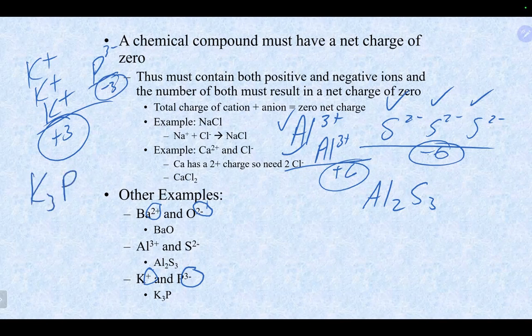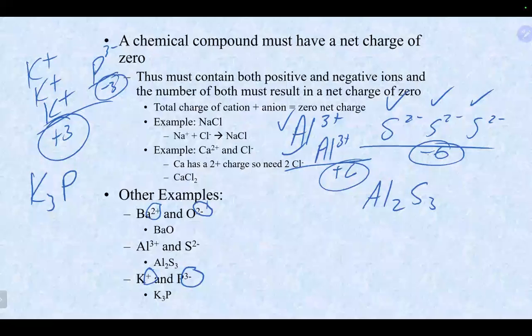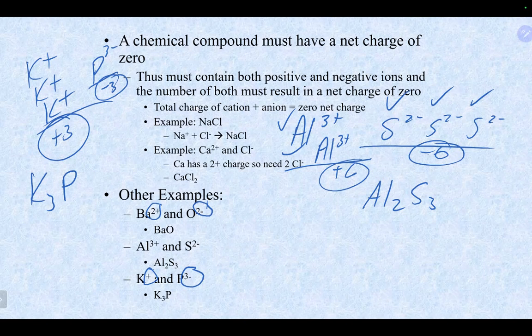In terms of naming, these are all what are referred to as type 1 compounds. First guy would be barium oxide, aluminum sulfide, potassium phosphide there. Again, it doesn't matter if you have more than one of the metal or the non-metal. It has no effect on the name part of it. Any questions on that?